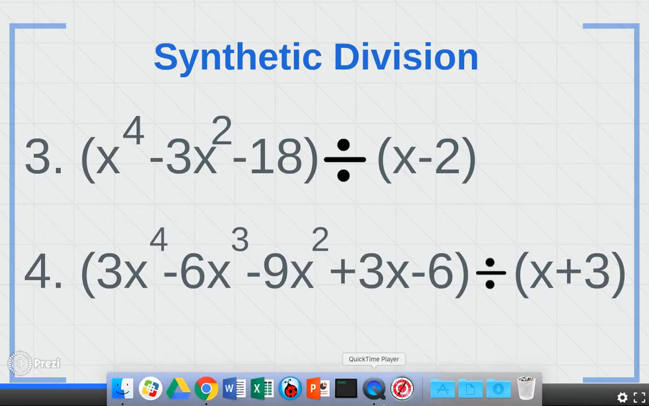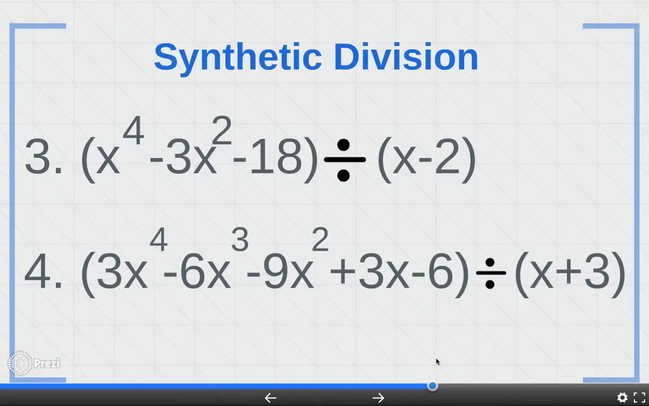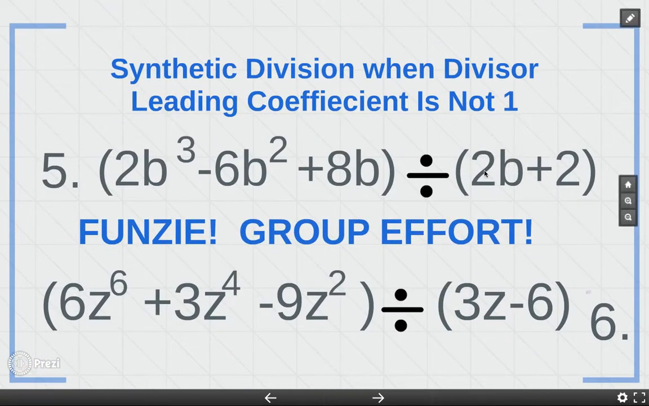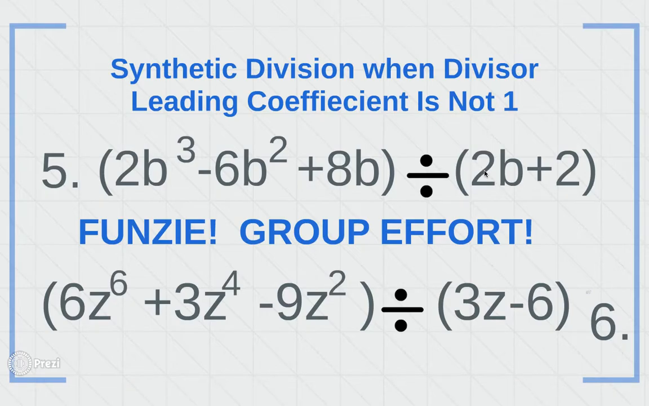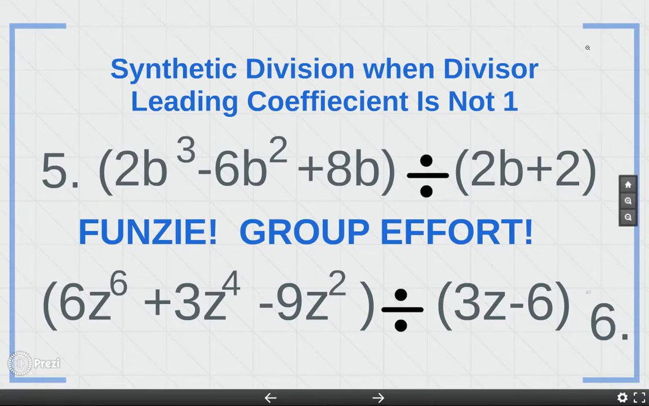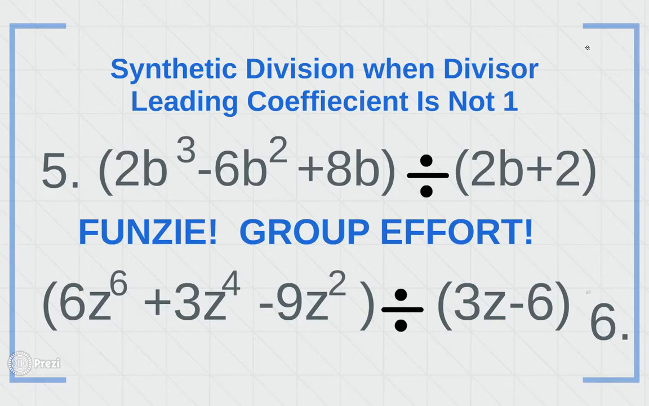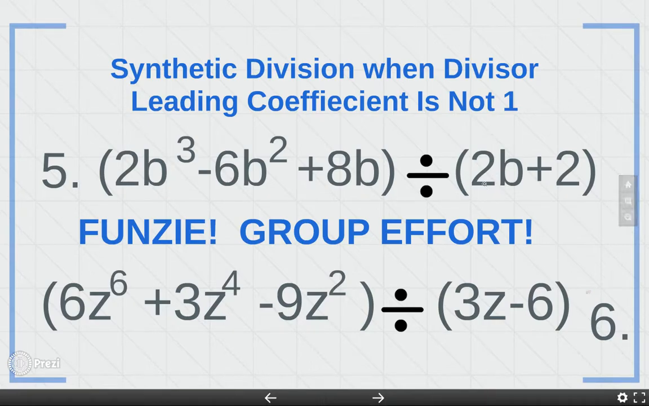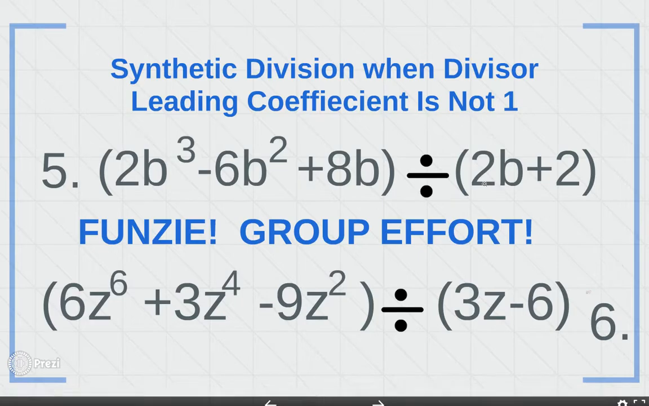So, we can only do synthetic division, sorry guys, we can only do synthetic division if the leading coefficient of our divisor is a 1, which if you see here it's a 2, so that's a problem. But I'm going to teach you a way to get around it. So, go ahead and pause the video and figure out how we can still use synthetic division when the leading coefficient of the divisor is not 1.